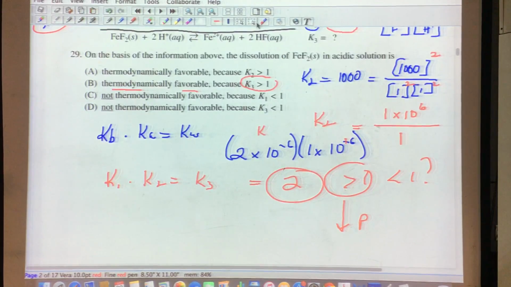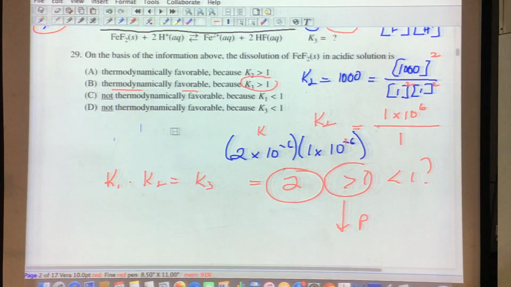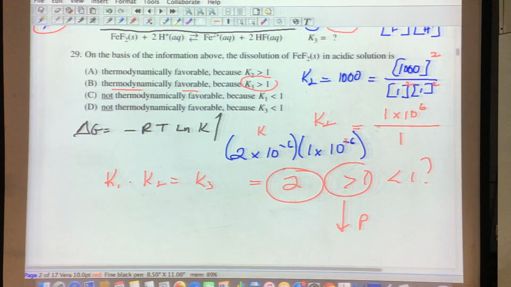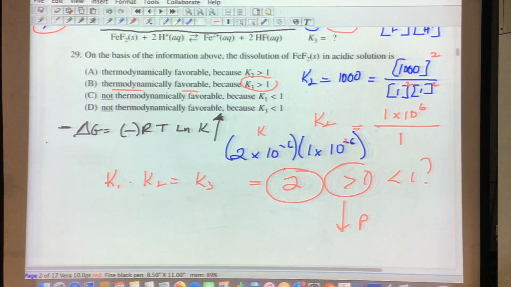Okay? We used this formula way back when. Delta G, okay, is equal to what? Negative RT ln of what? K. So as the K becomes bigger than 1, this becomes more negative for the forward direction. Okay? All right.